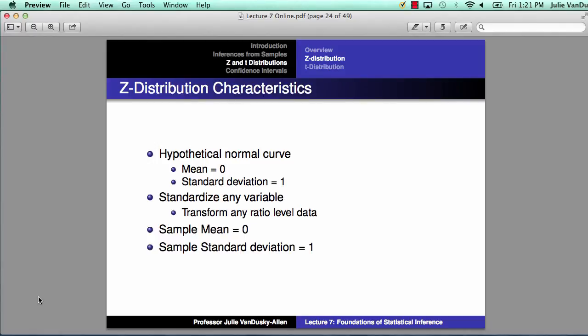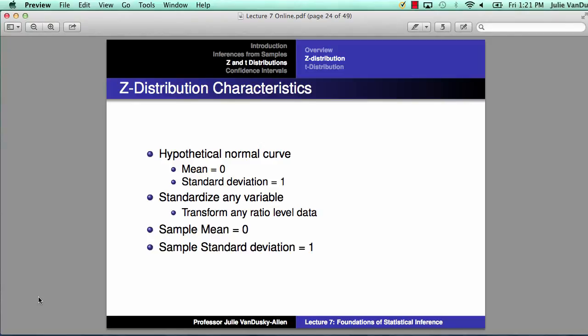Using the concepts of the central limit theorem and the normal curve, statisticians developed 2 hypothetical distributions to use in statistical analysis, the z-distribution and the t-distribution. The z-distribution is a hypothetical normal curve that has a mean of 0 and a standard deviation of 1. You can take any values of any ratio level variable and mathematically transform them into z-scores. This allows us to analyze variables with small values, such as in the tens, and variables with large values, such as in the millions, on the same scale.